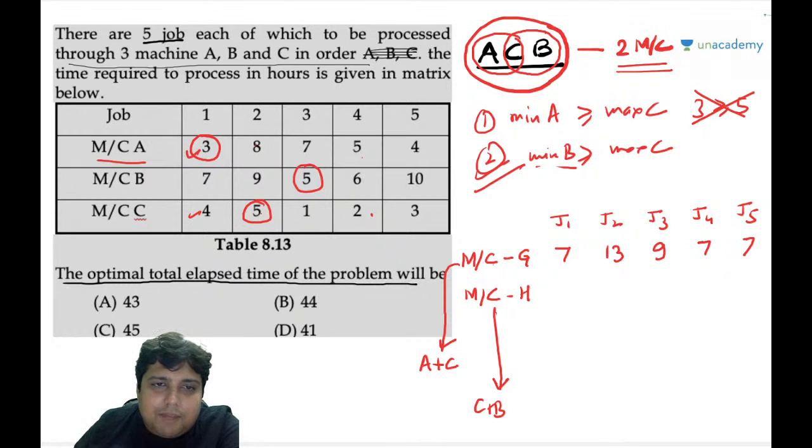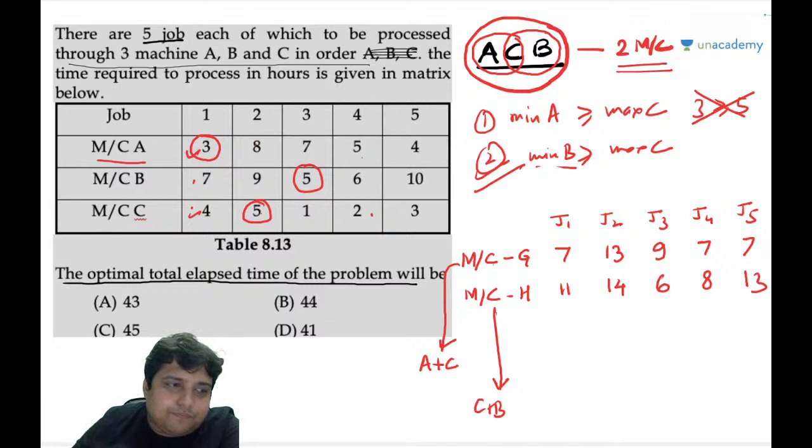Now I will be adding B and C together. So 7 plus 4, 11. 9 plus 5, 14. 5 plus 1, 6. 6 plus 2, 8. 10 plus 3, 13. So guys, this is my new problem.